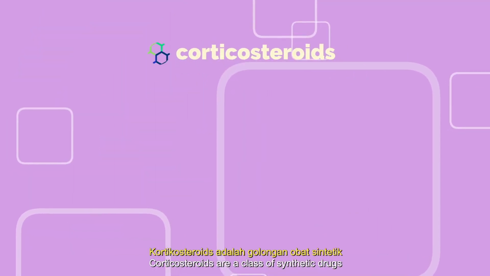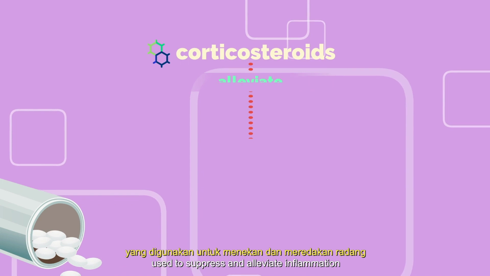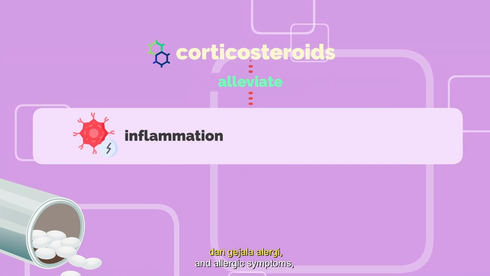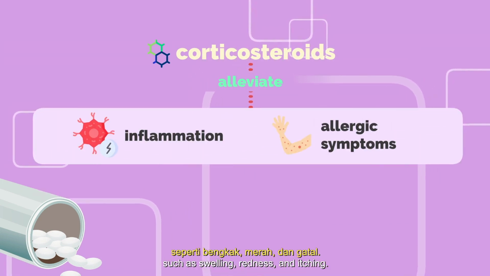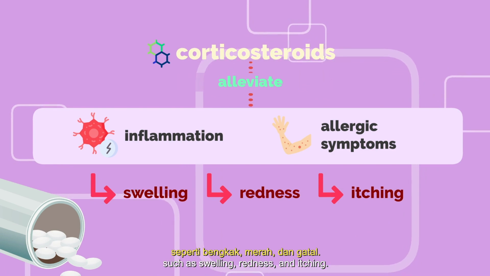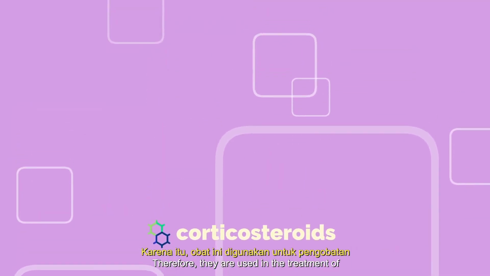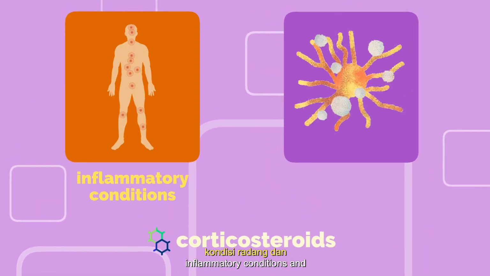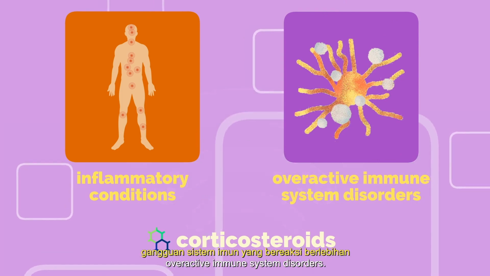Corticosteroids. Corticosteroids are a class of synthetic drugs used to suppress and alleviate inflammation and allergic symptoms, such as swelling, redness, and itching. Therefore, they are used in the treatment of inflammatory conditions and overactive immune system disorders.